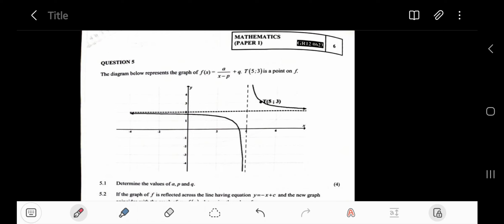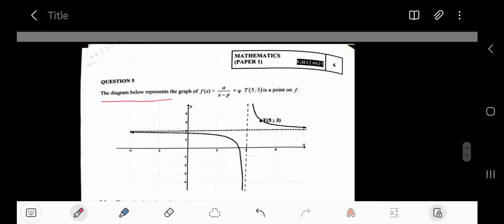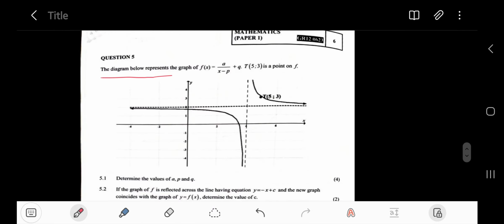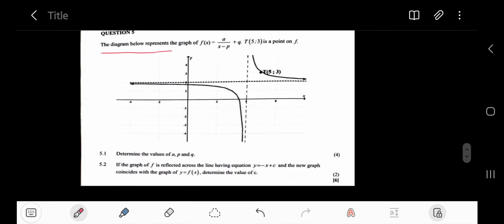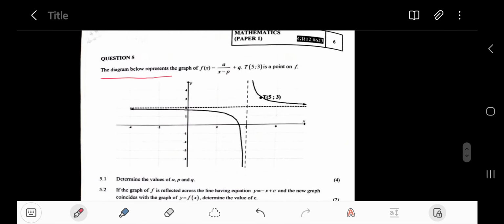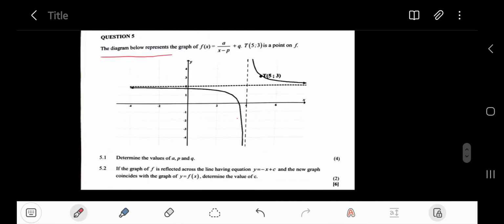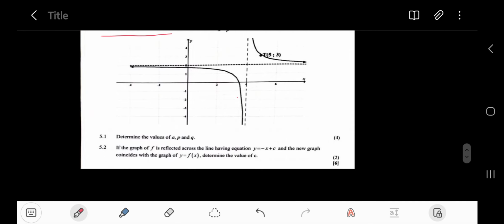So they tell us that the diagram below represents f of x, which is a over x minus p plus q, right? And they tell us T, which is Tabella, the coordinate of T is (5; 3), and is a point on f, as we're given there, right? So they want us to find the values of a, p, and q.